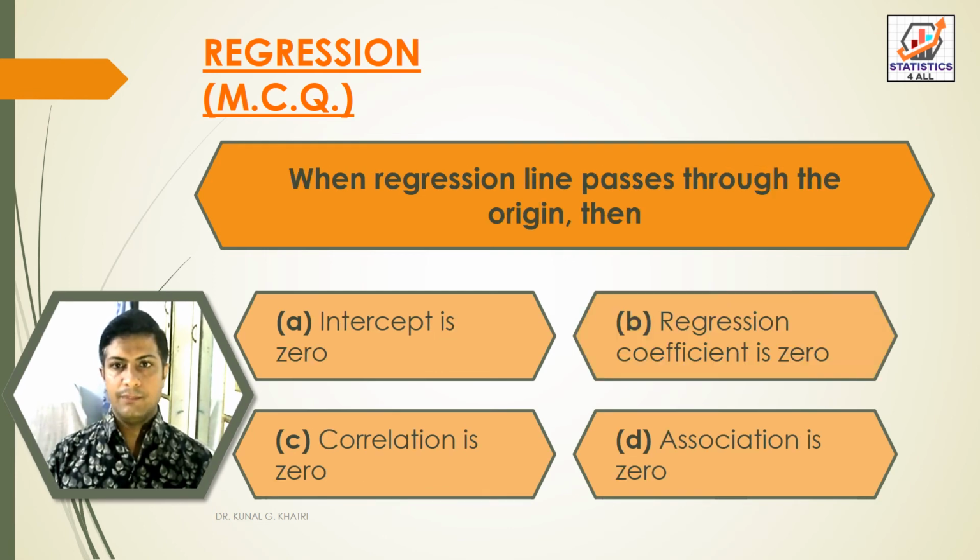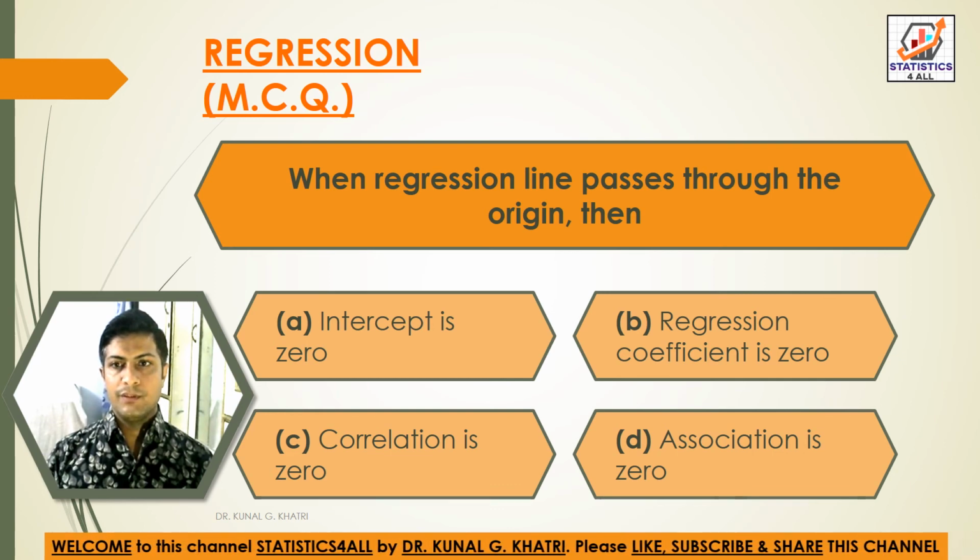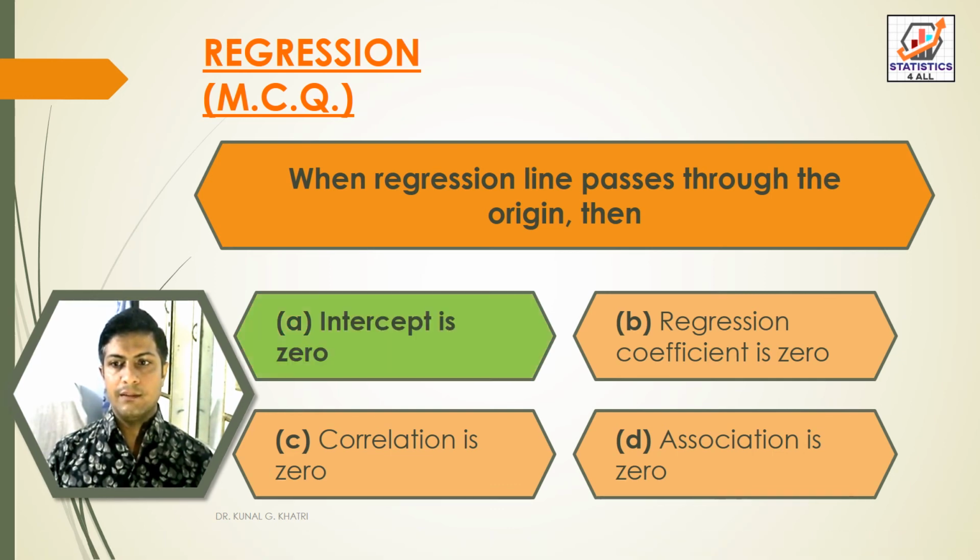Next question. When the regression line passes through the origin, then option A intercept is 0, option B regression coefficient is 0, option C correlation is 0, option D association is 0. Here we have answer option A, intercept is 0. When the regression line passes through the origin, then intercept is 0.